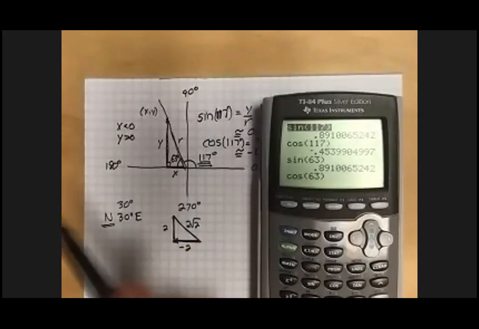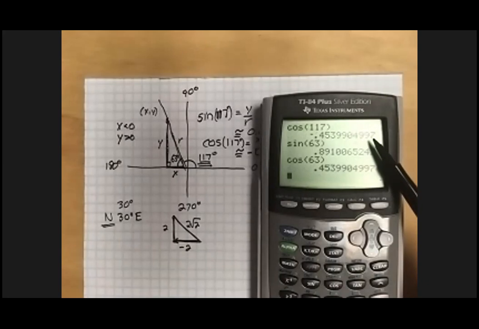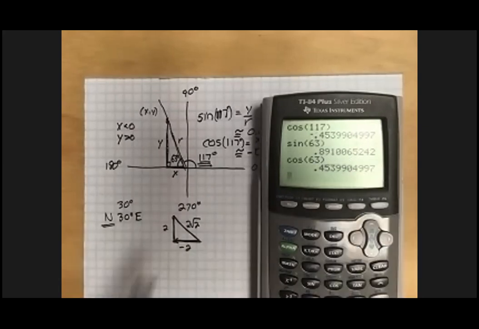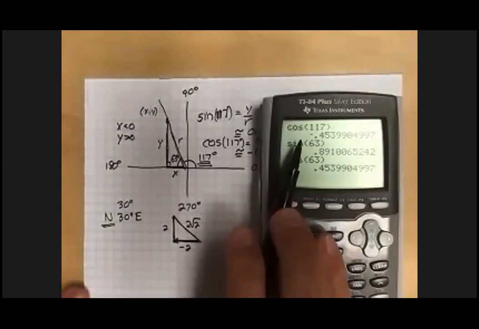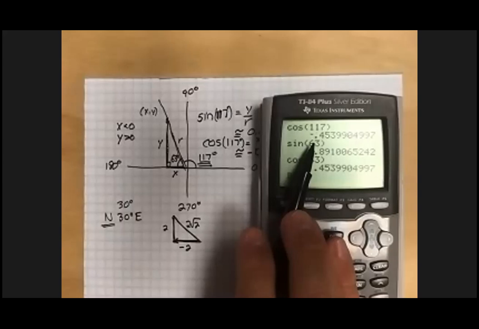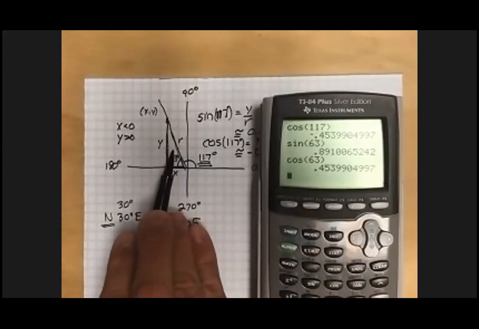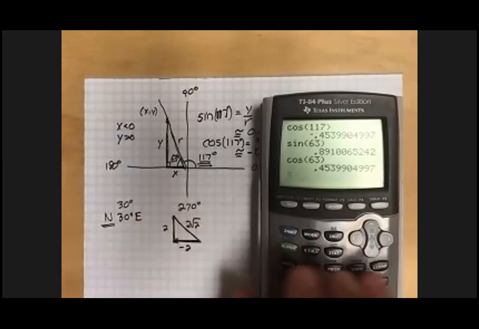But look at the cosine of 117 and the cosine of 63. Same number, but different sign. This one's negative, this one's positive. And what is that a testimony to? The cosine of 117 is negative because 117 is in the second quadrant. And in that quadrant, x is negative, so x over r is negative.